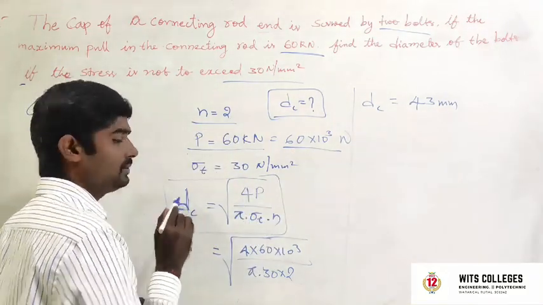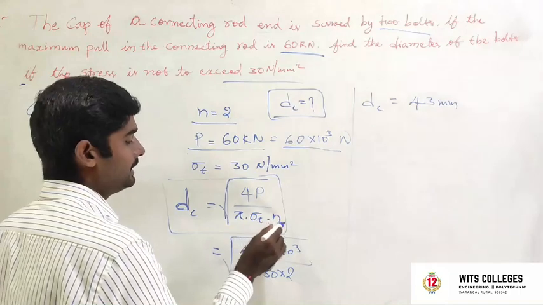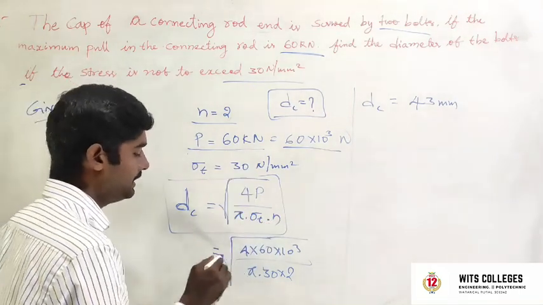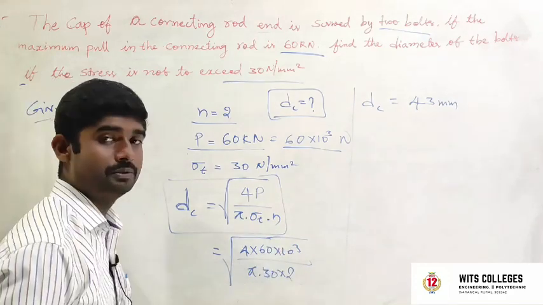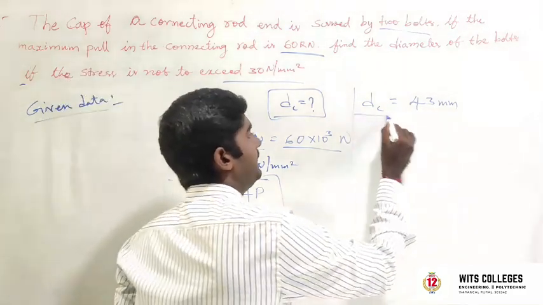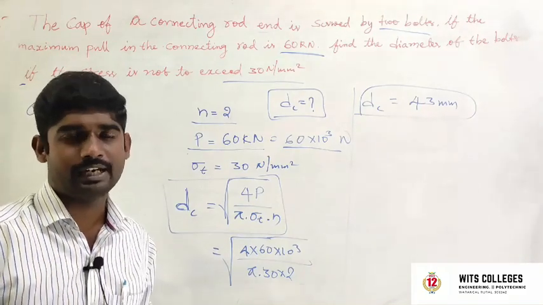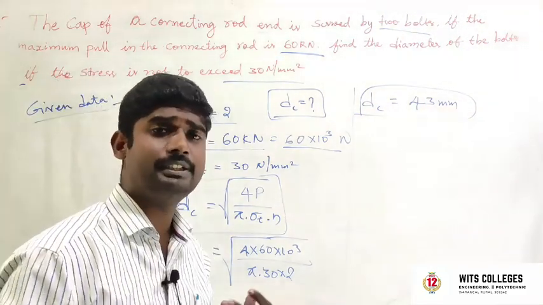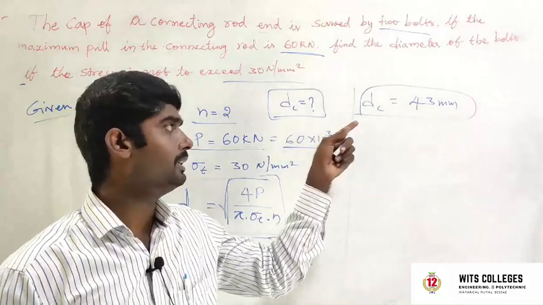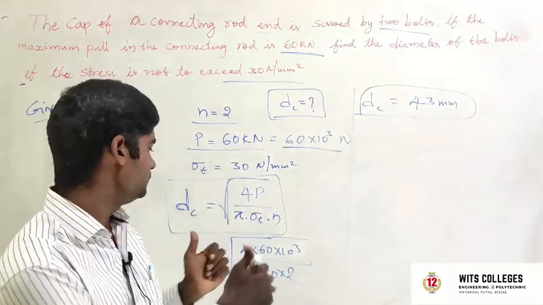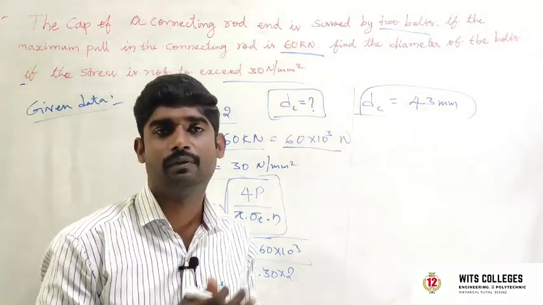Using this formula, DC is equal to under root 4P by pi into sigma T into n. Then substitute all those values in this formula: under root 4 into 60 into 10 cube by pi into 30 into 2. Approximately DC is equal to 43 mm. This is one of the important problems. Okay, all of you understand this one. If you find out the DC, then use under root 4P by pi into sigma T into n. Let's go for the next problem.